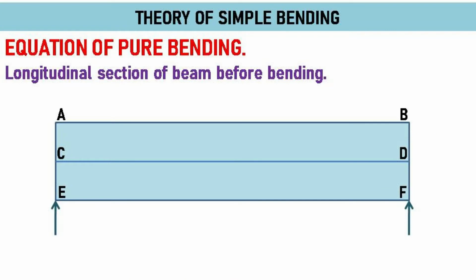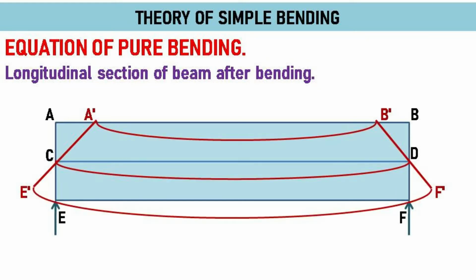Slide 5. We are deriving the equation for theory of simple bending. This figure shows the longitudinal section of beam before bending. AB is the top fiber of the beam. CD is the neutral fiber of the beam. EF is the bottom fiber of the beam. Slide 6. This slide shows the shape of beam before bending and after bending.